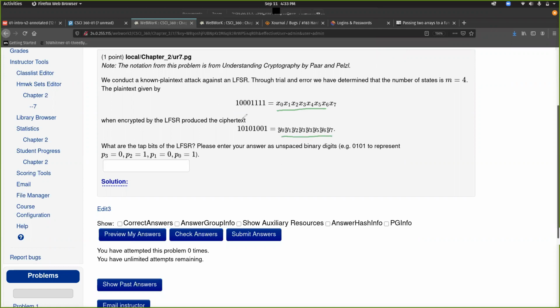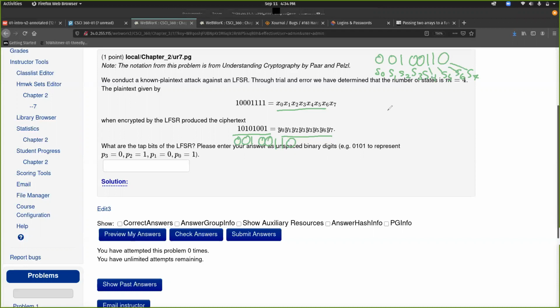Everybody gets to see the ciphertext. So if you XOR these things, what you'll find is that you get 0, 0, 1, 0, 0, 1, 1, 0. That's my key stream. So that means S0 is 0, S1 is 0, S2 is 1, S3 is 0, S4 is 0, S5 is 1, S6 is 1, and S7 is 0. So these are the outputs of my machine.